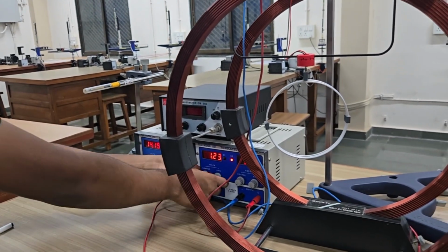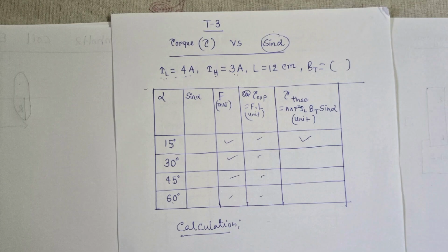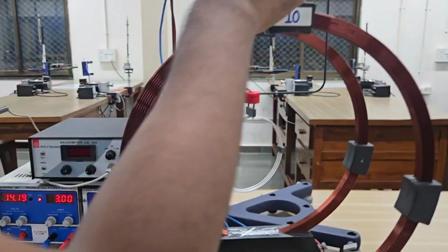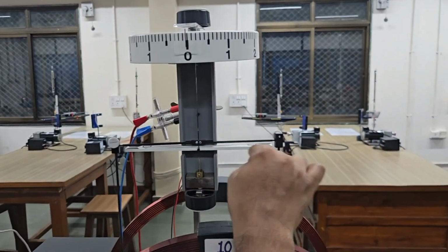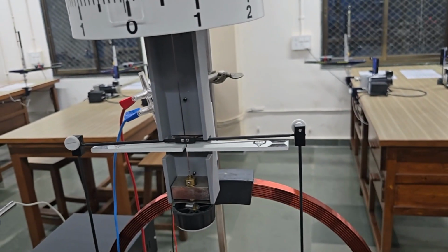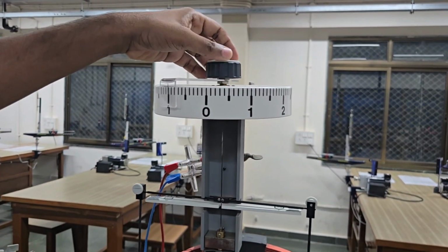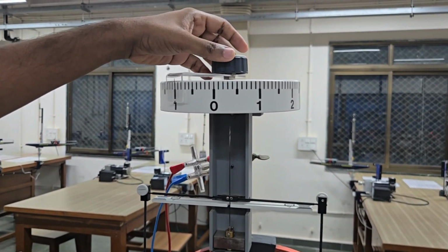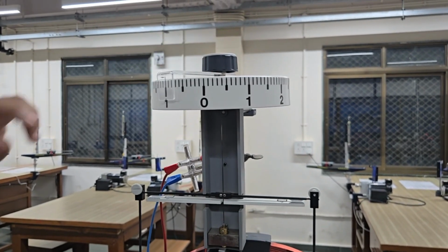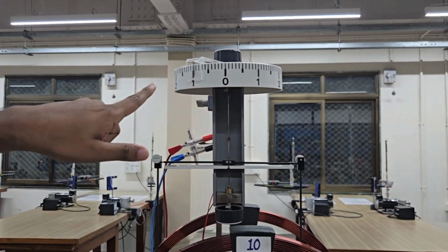So if you look here, you will change the current to 4 ampere, and you see there is this deflection happening. Earlier it was balanced, now there is deflection. To again measure this deflection, you use this upper knob and then you move it. So it is around 0.9 millinewtons.